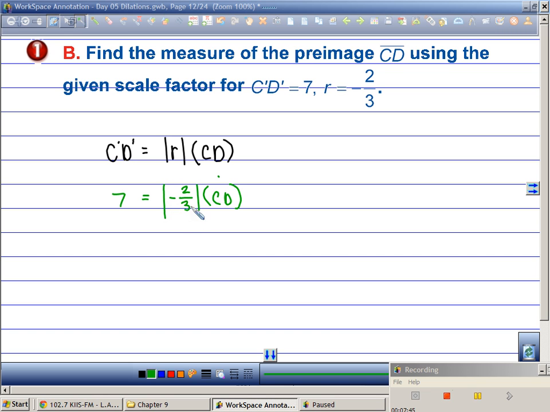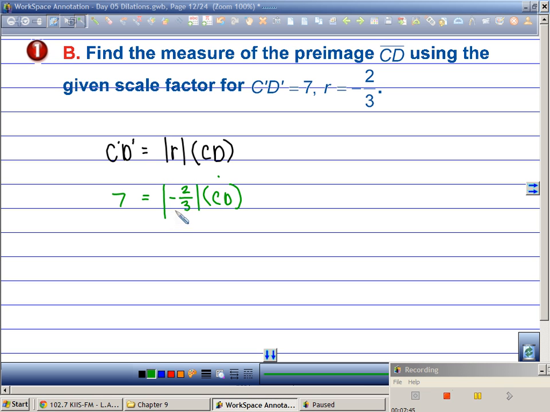First of all, I wonder why they think they needed the whole absolute value. 2/3 is already going to reduce it, right? When you apply a fraction, you're going to make that object smaller. So if I'm going to make the object smaller, why would I need a negative sign? What do you think that negative sign is going to do? The direction. Good job. It's going to affect the direction.